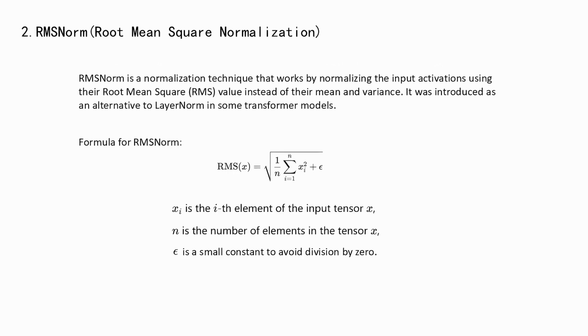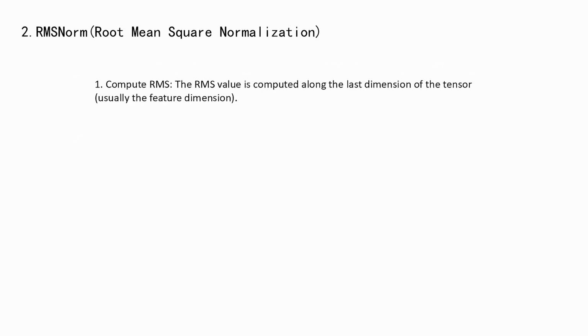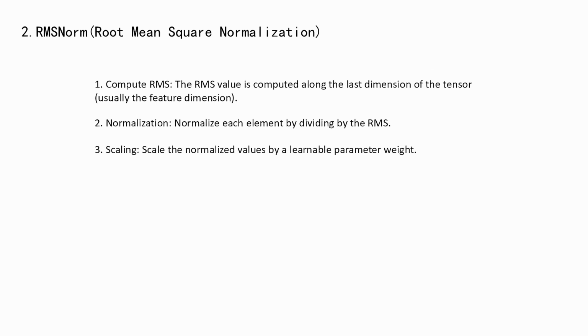Steps in RMS norm. 1. Compute RMS. The RMS value is computed along the last dimension of the tensor, usually the feature dimension. 2. Normalization. Normalize each element by dividing by the RMS. 3. Scaling. Scale the normalized values by a learnable parameter weight. The final output as follows.